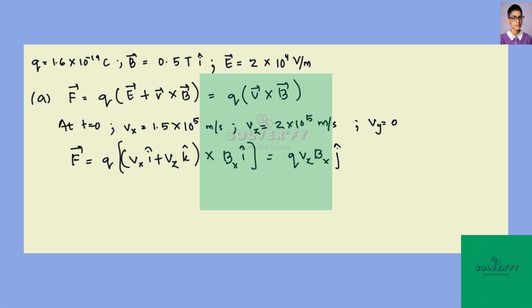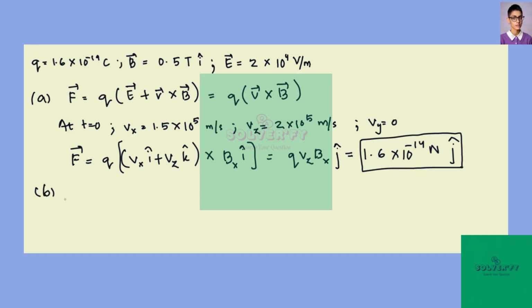Now we solve this using the values we have. So we know the charge over here, Bx is basically 0.5 Tesla, and Vz is 2 times 10 to the power 5 meter per second. So we solve this for force, and we get this value to be 1.6 times 10 to the power minus 14 Newton, and the direction is along the y direction. So this is the value of force.